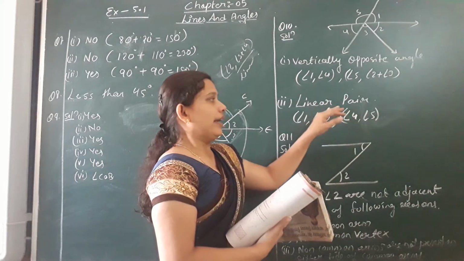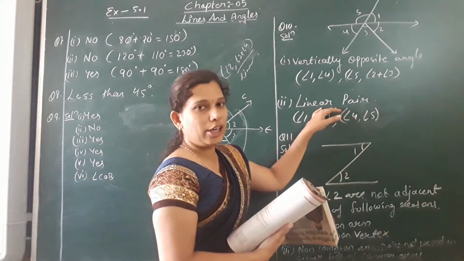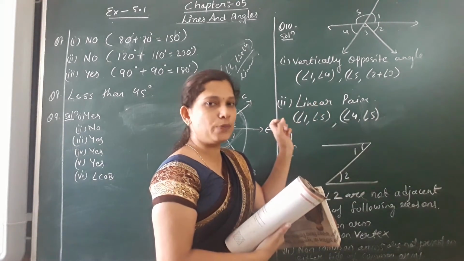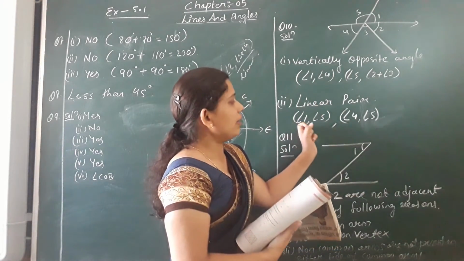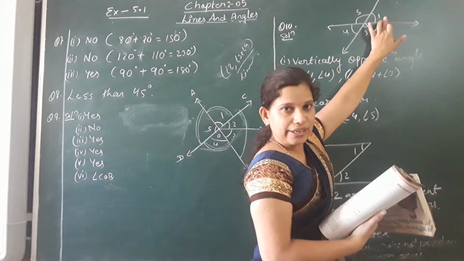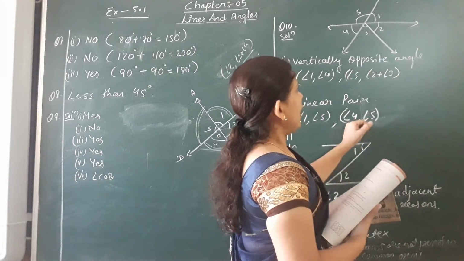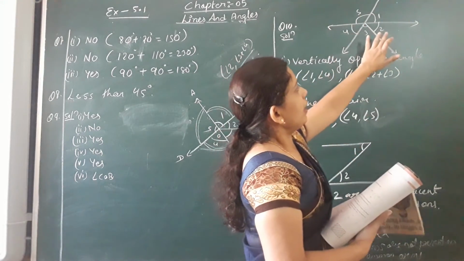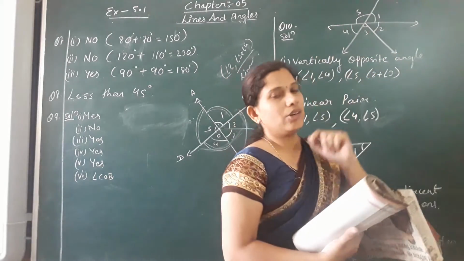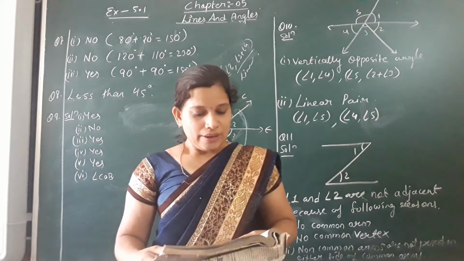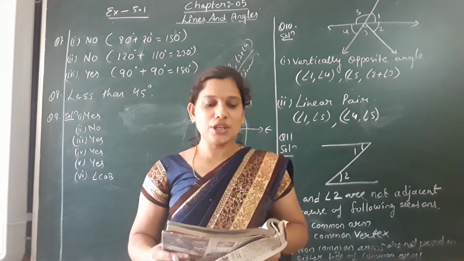In the same way, here in this question it is asked about the linear pair. So the sum of the two angles equals 180 degrees. That kind of angle is said to be a linear pair. So angle 1 and angle 2 added give 180 degrees. That's why it is a linear pair. As well as angle 4 and 5 added give a linear pair. And when angle 2, 3 and 4 are added, it will again give a linear pair. Clear up to here? Next we are having question number 11.